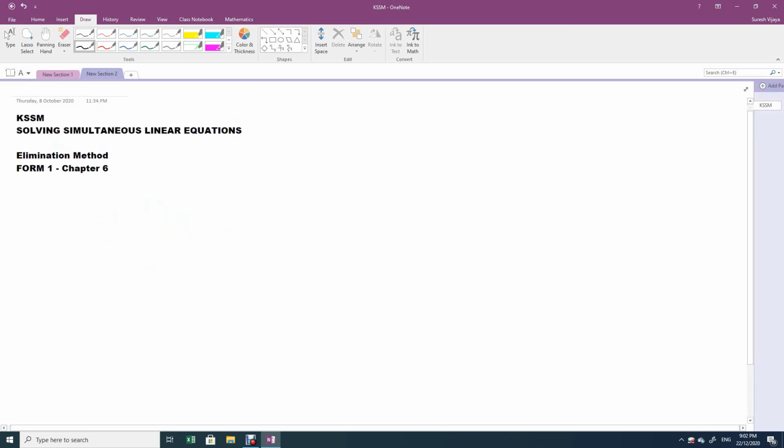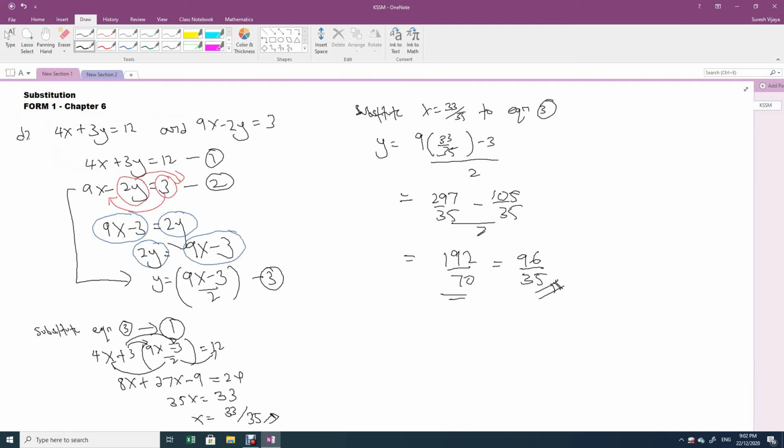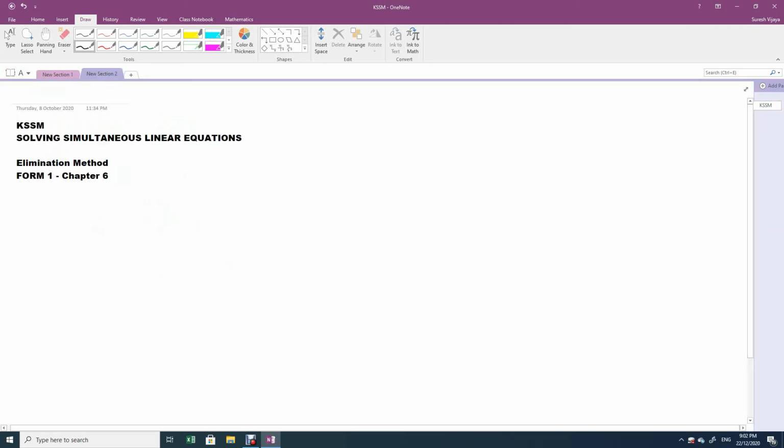Next, we will try to use the elimination method to see whether we can get the same answer. Similarly, we copy down the question. 4x plus 3y equals 12 will be equation 1. Then we have another equation, which is 9x minus 2y equals minus 3. This will be equation 2.